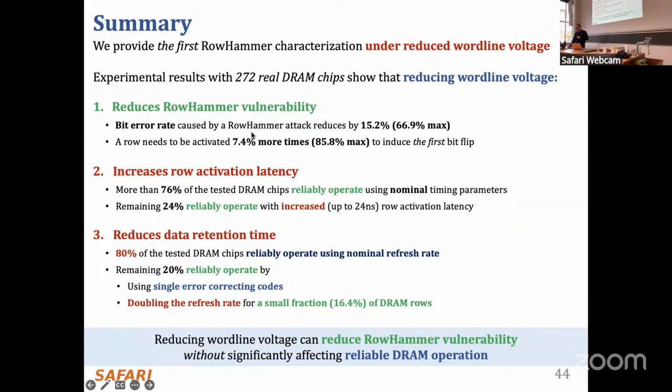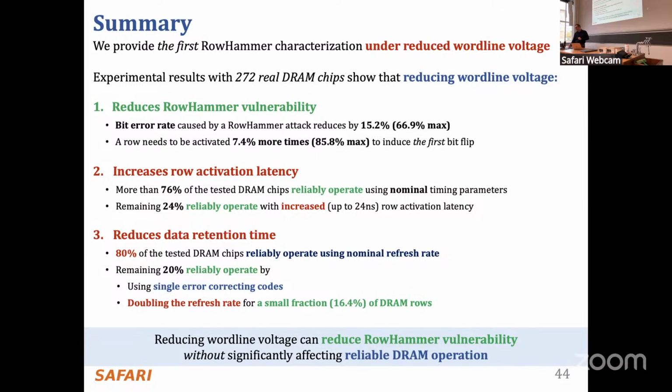Again, with more than 270 chips, we find that reducing the word line voltage, the activation voltage, essentially, reduces the bit error rate of a RowHammer attack or bad RowHammer access pattern significantly, which is good. But it also has other effects that we don't want. Reducing the voltage level also reduces how fast you activate things, right? Because at low voltage, you're operating slowly. And as a result, this increases your row activation latency. And you can see, again, there's a lot of data in the paper. It also reduces data retention time, for the same reason, basically. At low voltage, you're more vulnerable to leakage.